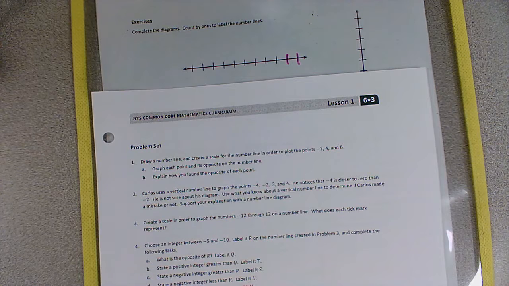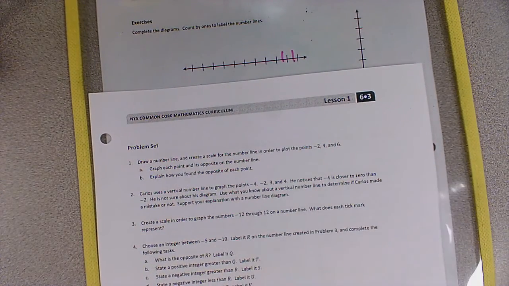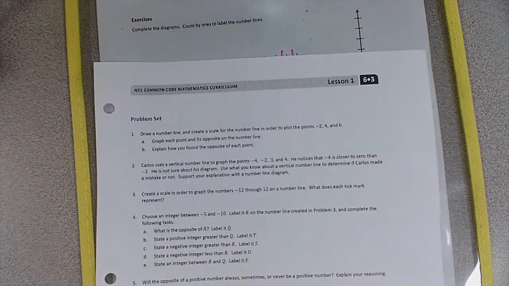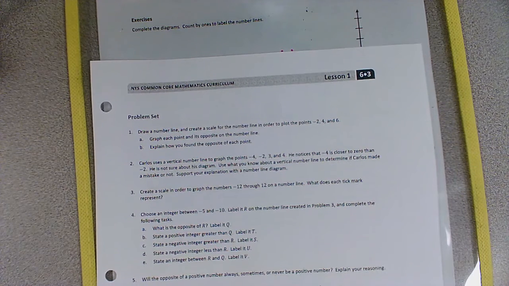Number 4, choose an integer between -5 and -10. Label it R on your number line that you made for the previous problem, and then answer the following questions. What number is the opposite of R? Label it Q. Find a positive integer that is greater than Q and label it T. Find a negative integer greater than R and label it S. A negative integer less than R and label it U. And any integer between R and Q and label it V.